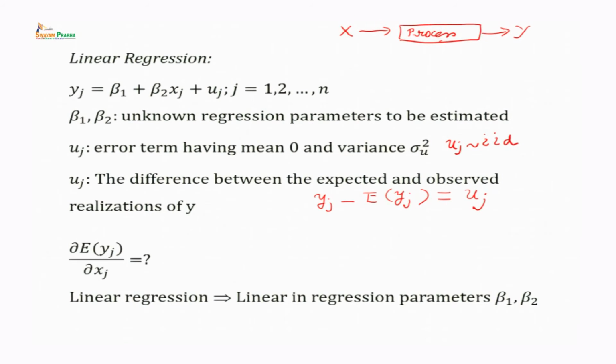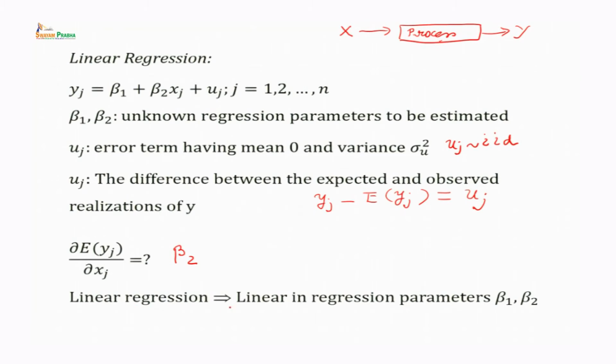Now, if you differentiate y j with respect to x j, then what do you get? It is very simple, you get beta 2. So, actually beta 2 is the rate of change in expected value of y j with respect to x j, or expected change in y for a unit change in x j. So, this is beta 2.